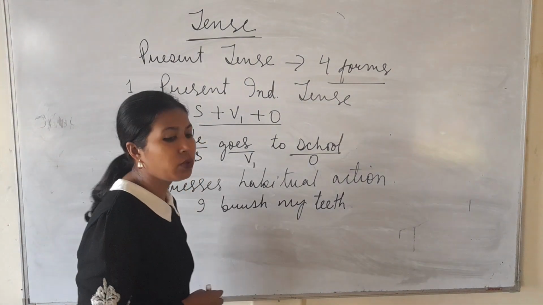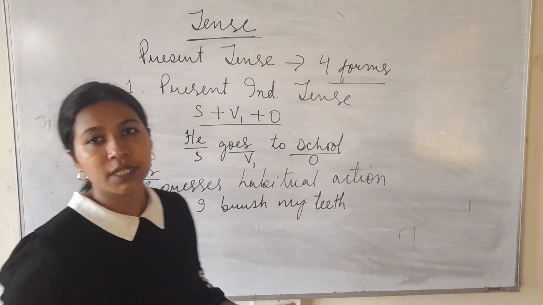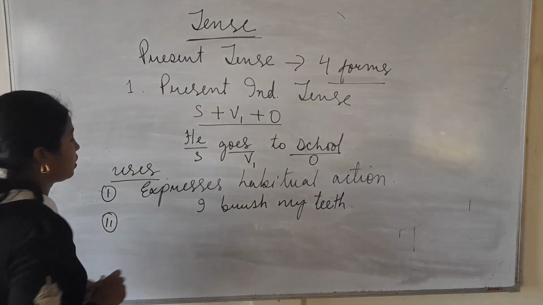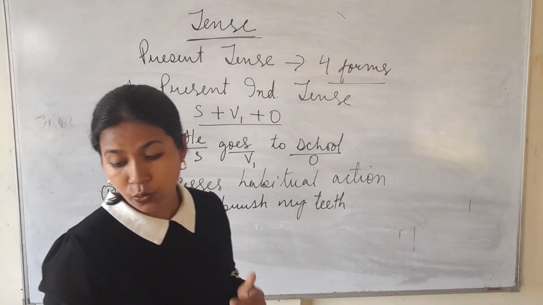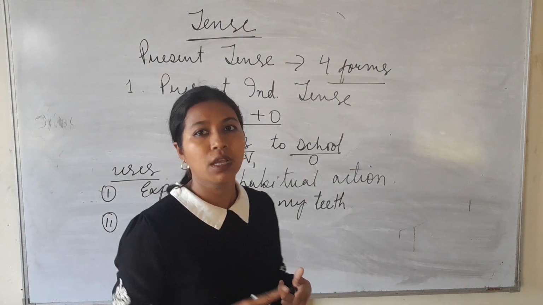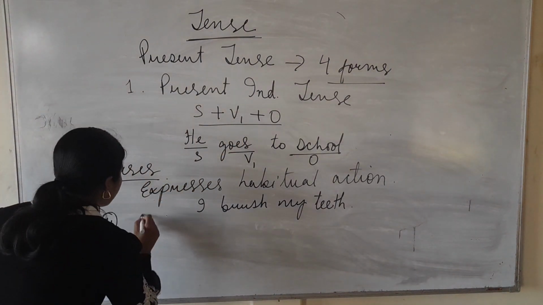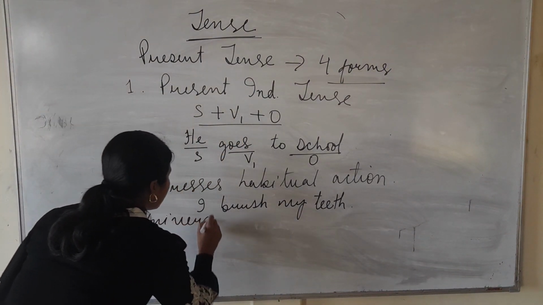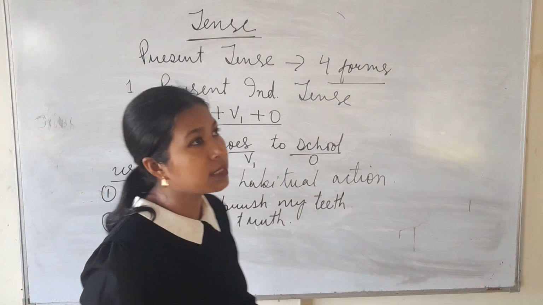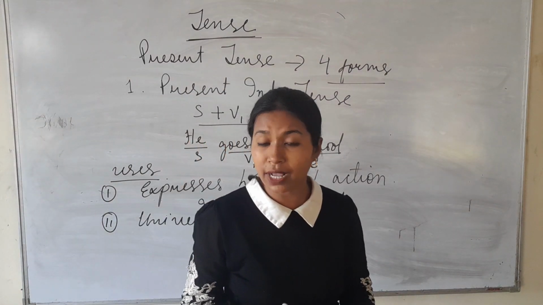Now let's move on to present perfect tense. Not present perfect tense. Let's move on to the second one. The second rule is to express a universal truth or what is always true in the nature. In short, I will just write universal truth. So, what are the things which we can consider, or what kind of sentences we can consider as universal truth? For example, the sun rises in the east.